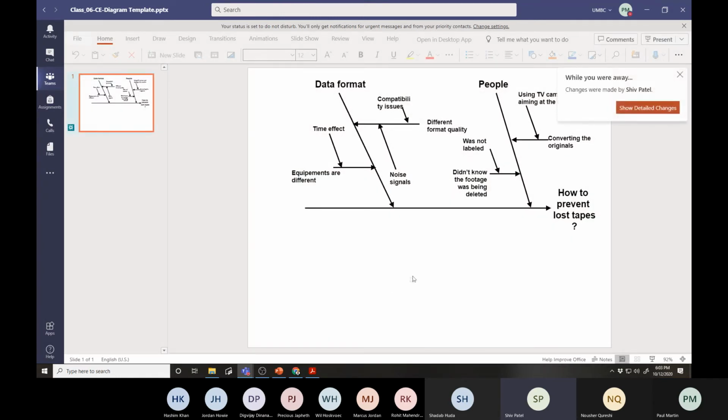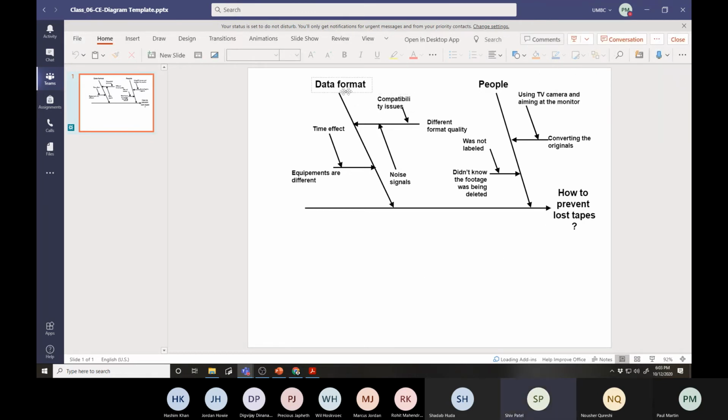Yeah. Okay. So yeah, the data format and people. So compatibility issues, definitely. And then the noise in different format. But with this in mind, what were you thinking from a people standpoint? Could you have prevented the lost tapes through your analysis? The labeling. Yeah, with the label.